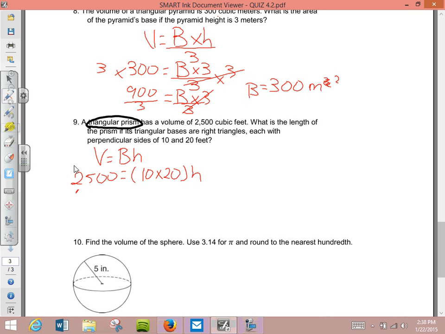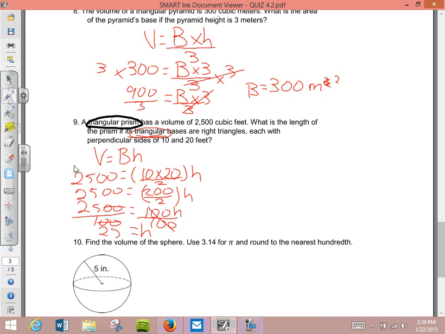Times the height. Well, it's a triangle, so you have to divide by 2. So that'll be 200 divided by 2 times the height, correct? That'll give me 100 h, right? To find h, divide by 100 on both sides. H equals 25. And that's just 25 feet because it's the length.